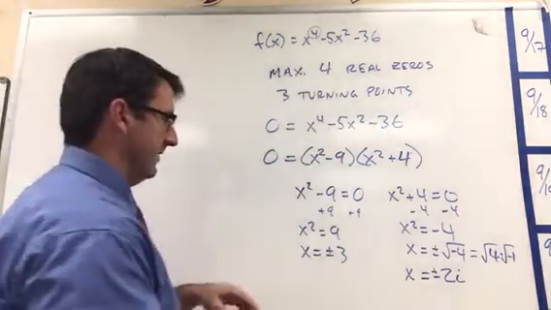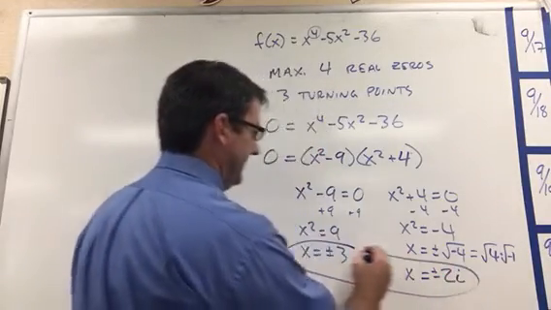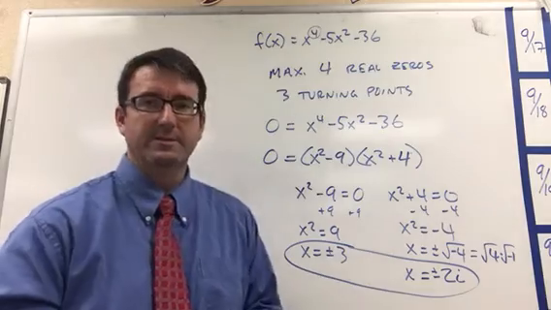So our 4 zeros are plus or minus 3 and plus or minus 2i.